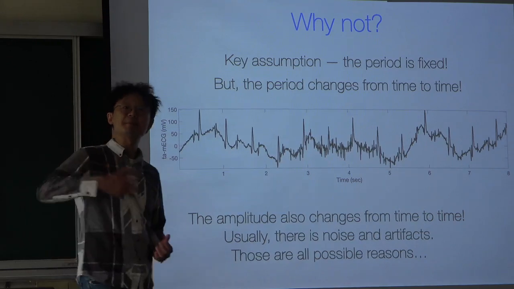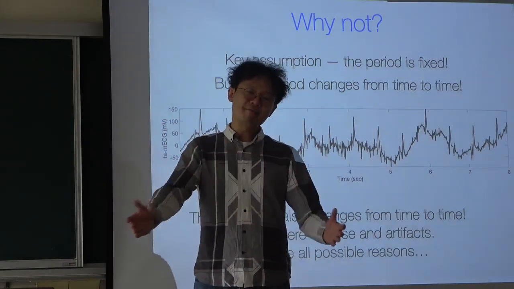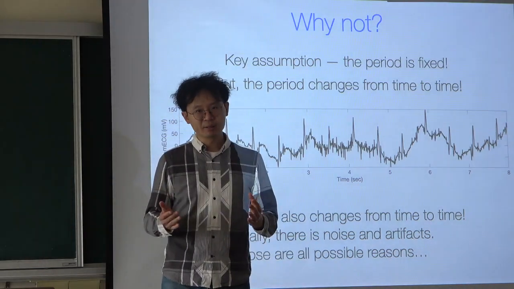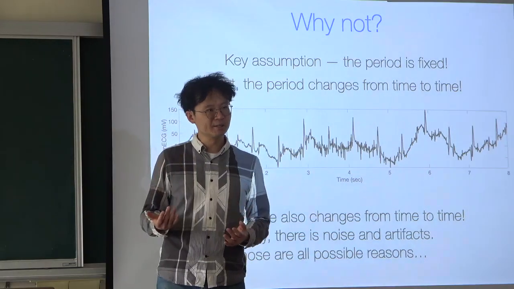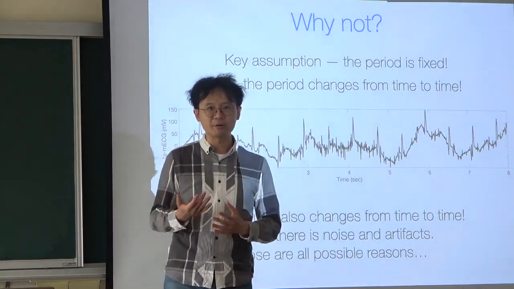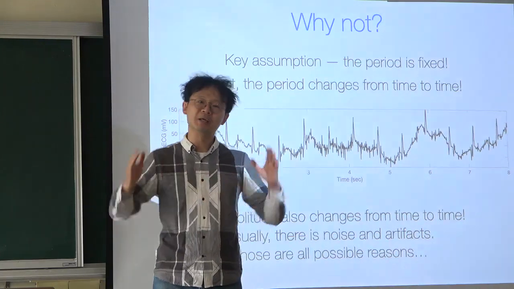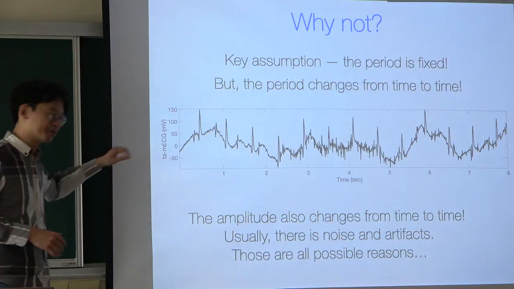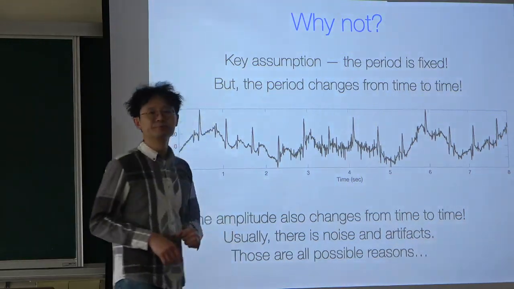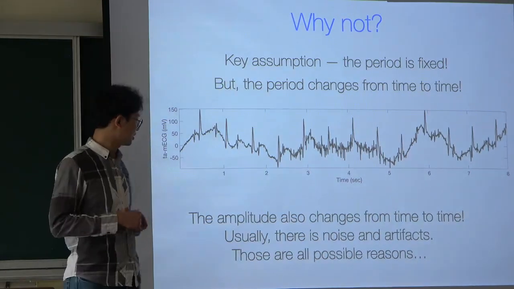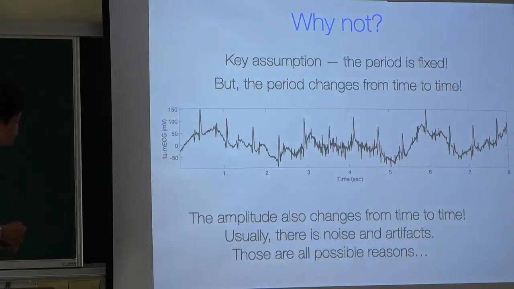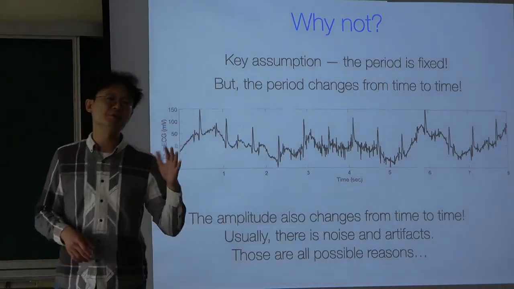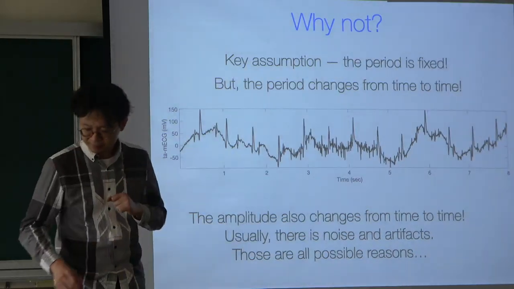If you remember, in the very beginning of the lecture I said we have a very strong assumption: the period should be fixed. If the period is not fixed, then sorry, the periodicity transform cannot be applied, because we need a fixed period, but we don't have one in this real-world signal. So what can we do? We still want to apply it, otherwise we would not discuss it, right? And moreover, you also see that the amplitude changes from time to time. So it is challenging to really see what's going on.